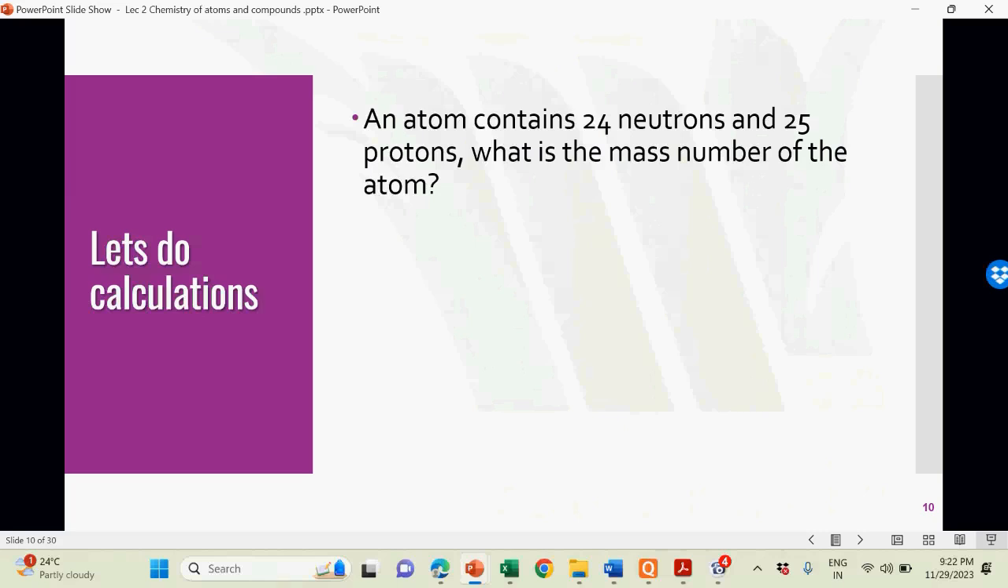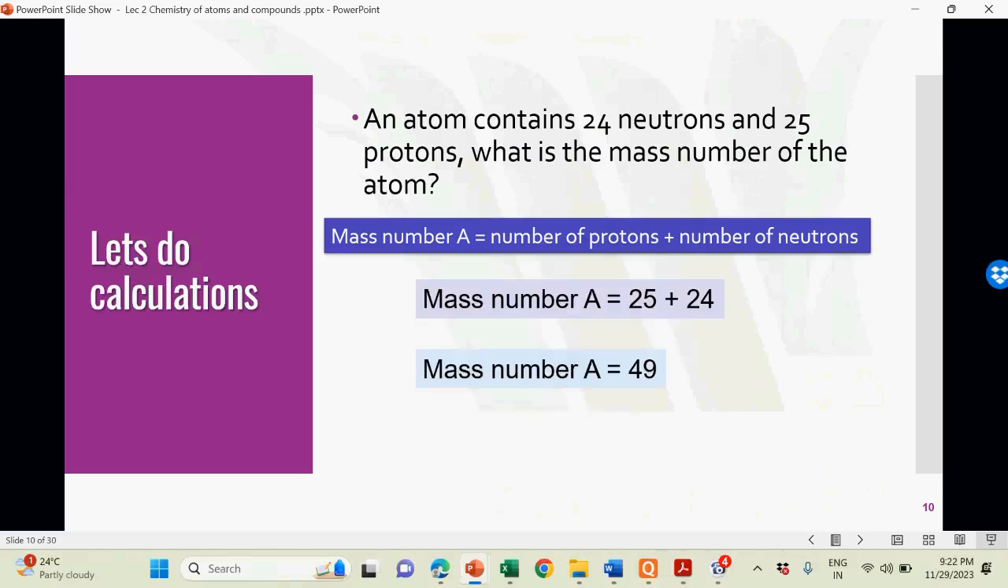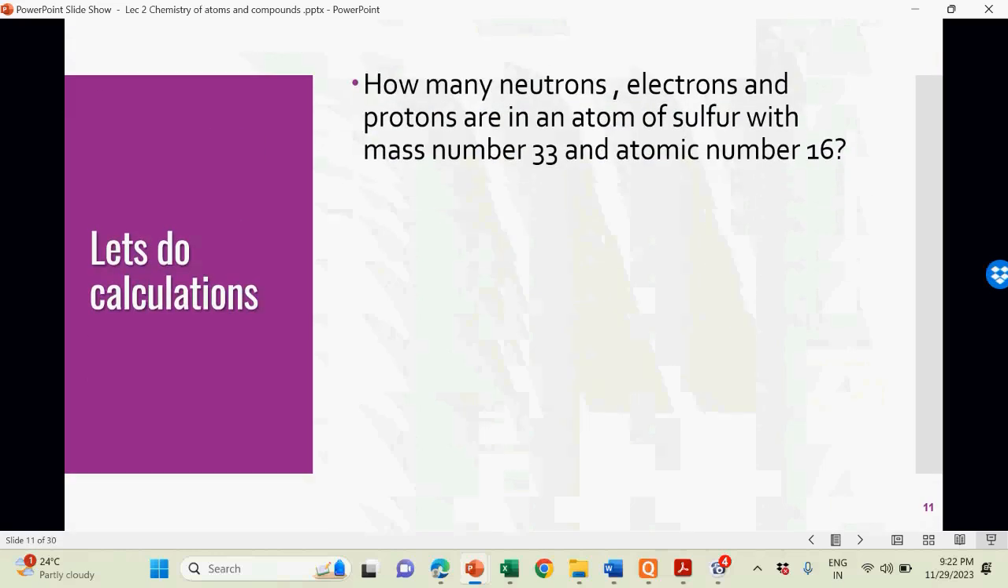24 plus 25 equals 49. Okay, so this is the atomic mass of this specific element, and this is how you can calculate it. The mass number equals the number of protons plus the number of neutrons, equal to 49. Let's look at this example, number 2.